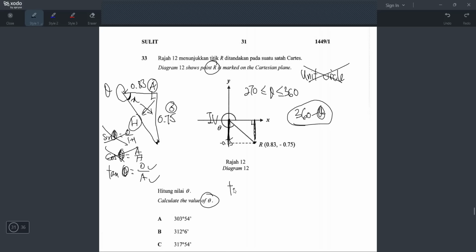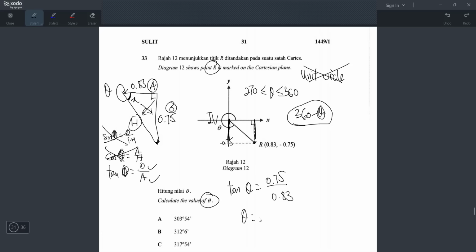So I will just straight away use tangent and write tangent theta equals opposite over adjacent. So 0.75 is the opposite, adjacent is 0.83. Right, now I want to ask you, is this correct? Is it correct to write like this? Tangent theta equals this. Let me think. Do I have to add negative? No, right? No need to add negative because I'm only focusing on the lengths only. So tangent theta equals 0.75 over 0.83.